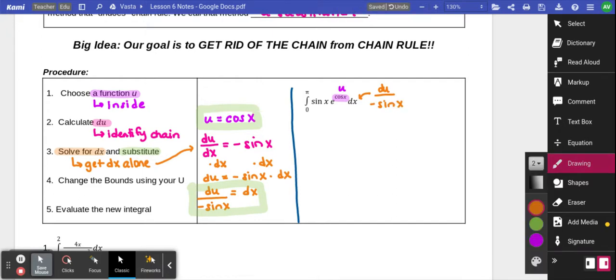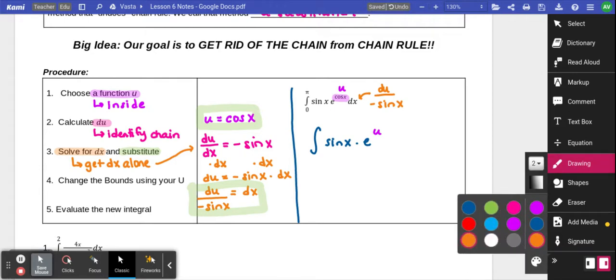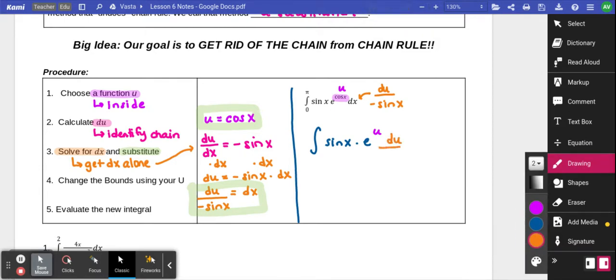So here's what that's going to look like. We're going to have the integral still, and I'm not going to fill in the bounds yet. I'll explain why in a second. I'm going to just copy down the sine of x part of this problem, and I'm going to copy down the e to the something. But in the exponent here, I'm going to change it to a u. I'm substituting. I'm replacing the cosine with a u. And instead of the dx, I'm going to write du divided by negative sine of x.